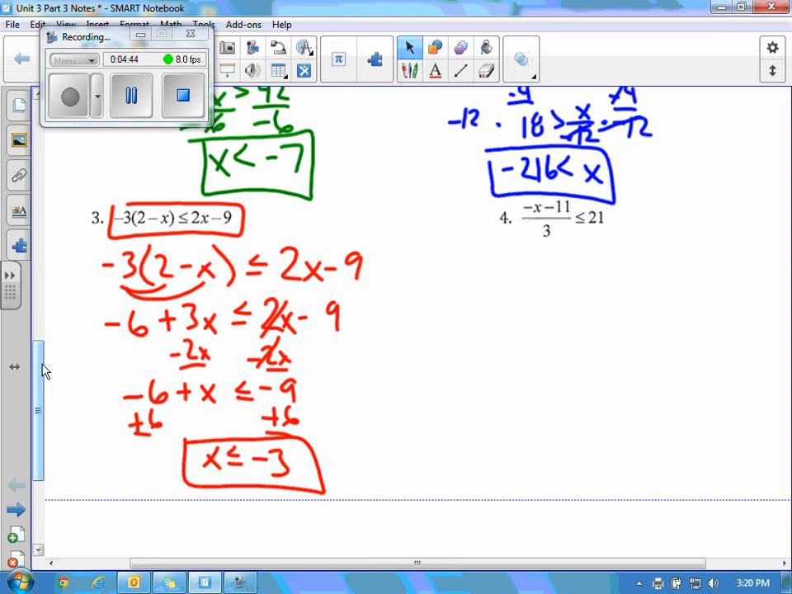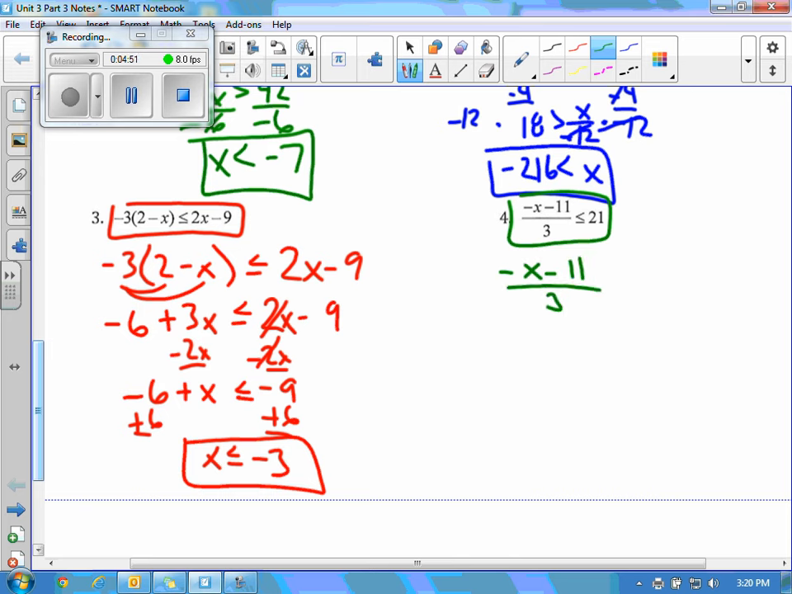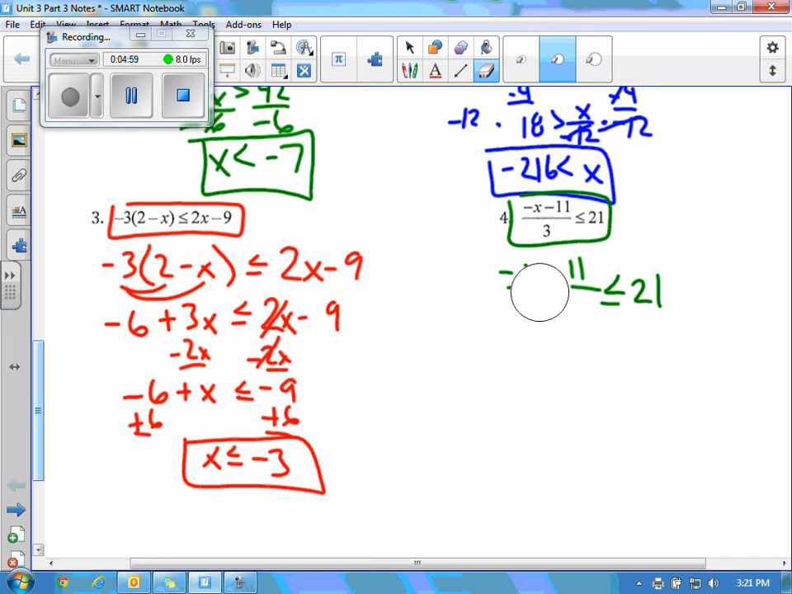On the last one, we're going to start by boxing and rewriting. So I have (-x - 11)/3 ≤ 21. Okay. Now this one's a little bit backwards because I told you for 2-step equations, we normally add or subtract first. Because there's a negative in front of the x, this is actually a 3-step equation, not a 2-step equation.